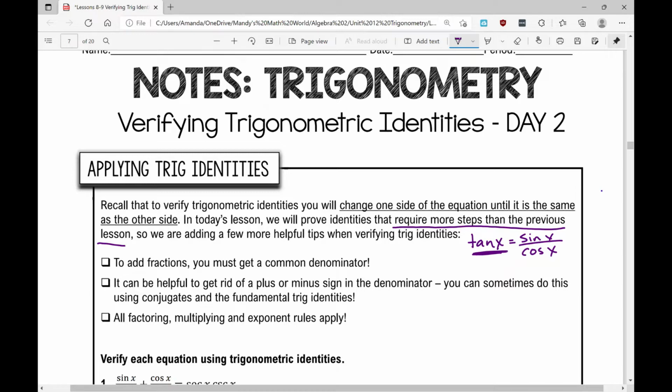In addition to those helpful tips, I'd like to add that to add or subtract fractions, you must get a common denominator. And we did have to do that in some of yesterday's examples. Also, it can be helpful to get rid of a plus sign in the denominator. You can sometimes do this using conjugates and the fundamental trig identities. So, for example, what is the conjugate to 1 plus tangent x? It's 1 minus tangent x, and that's the conjugate. And lastly, all factoring, multiplying, and exponent rules apply. So let's go over a couple of those.